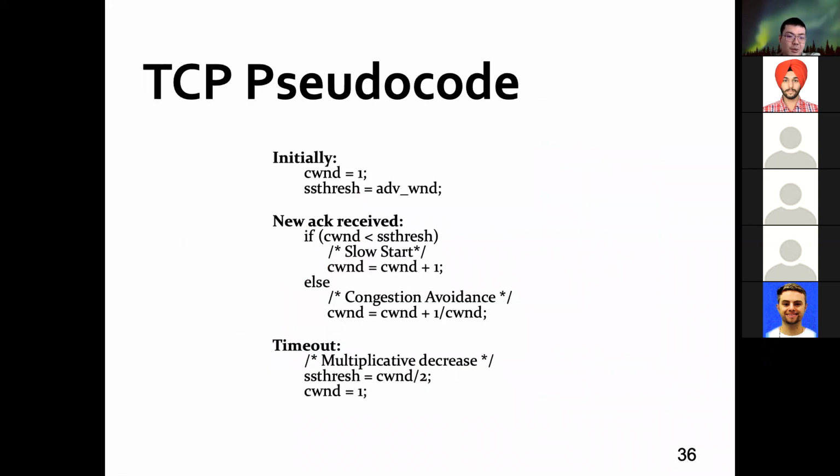What if we ask you a question like: whenever you get acknowledgement, you always add 1? This is wrong, because in the congestion avoidance stage you add 1 divided by the window size. Any questions?